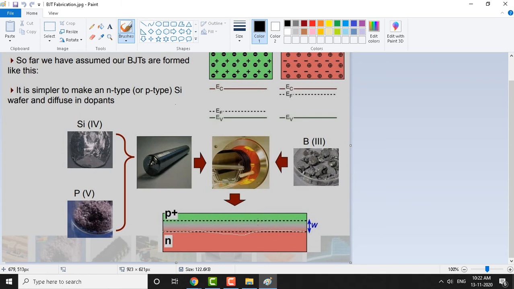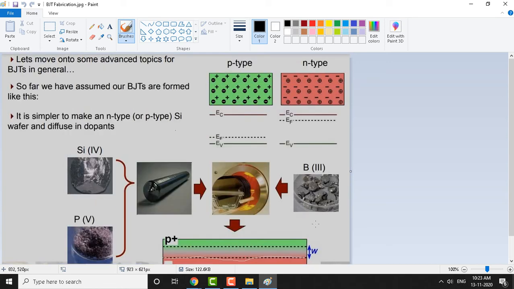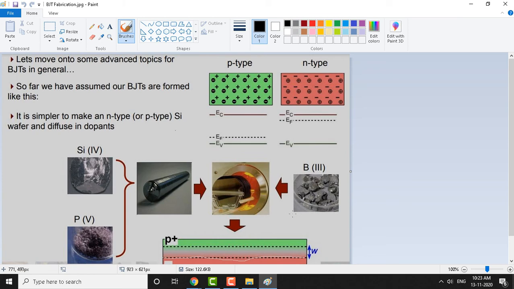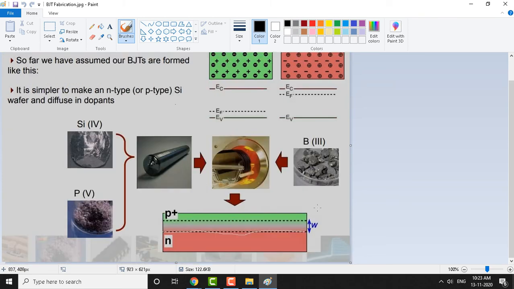The reason why we have shown a diode in the BJT module is because there is not much difference between the diode and the BJT. If you understand the diode working principle, definitely you can understand even the BJT. If you connect two diodes back to back, that forms the BJT. So, that is why here we are showing fabrication of the BJT, p plus n BJT. You can also make an n plus p BJT.